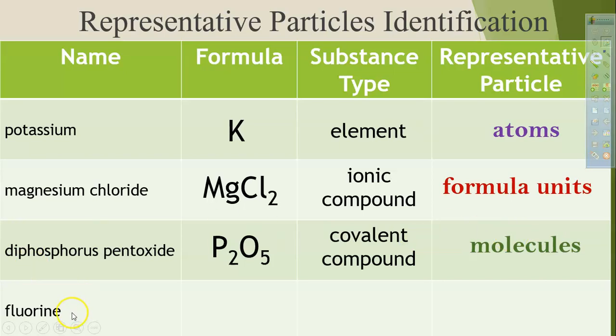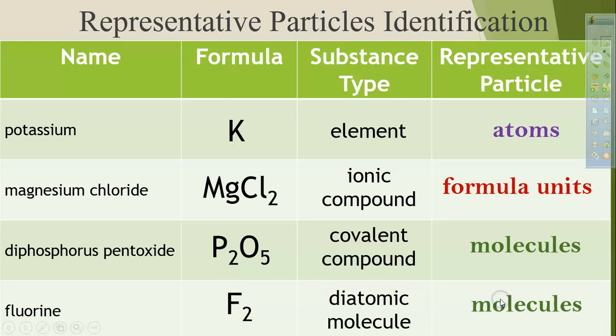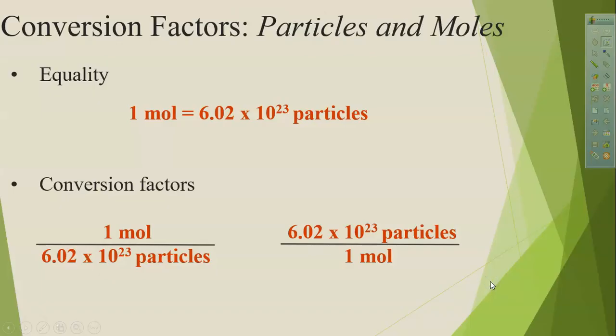Fluorine is one of the Brinkelhoffs. It's one of the diatomic molecules. So its formula is F2 because it doesn't exist alone. It's a diatomic molecule, and again, we can call that a molecule.